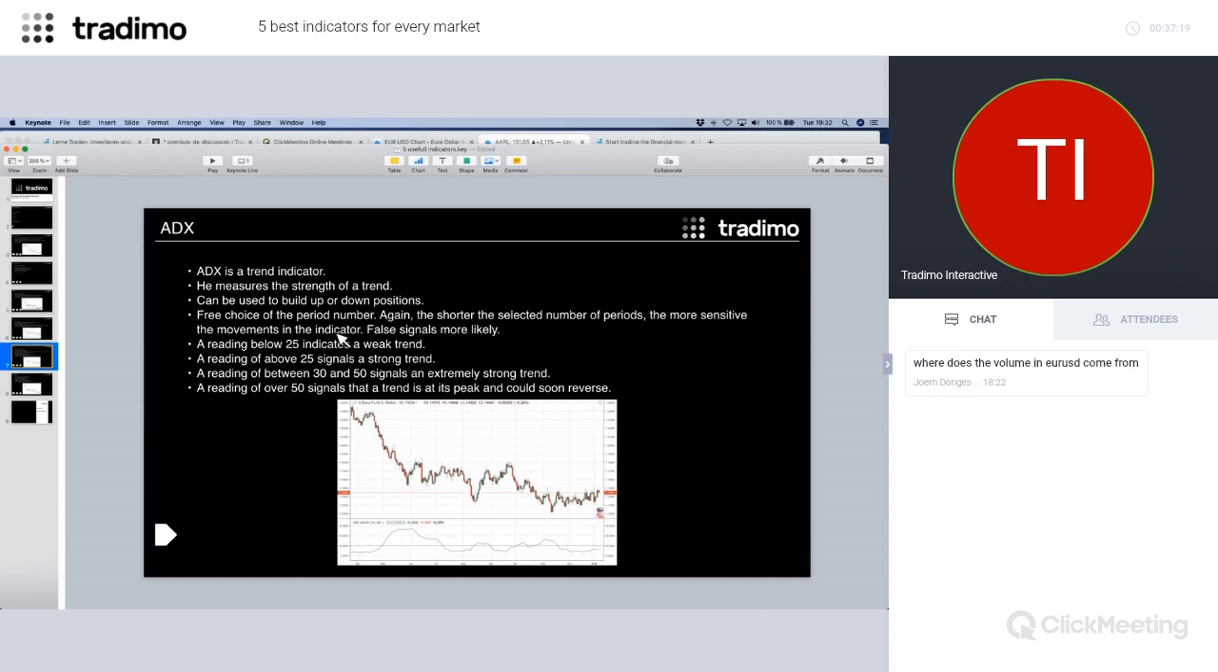The ADX is used pretty simply. A reading below 25 indicates a weak trend. A reading above 25 signals a strong trend. And a reading between 30 and 50 signals an extremely strong trend. And then, of course, if you have an ADX over 50, then it signals a very, very extreme trend, very close to the peak, and it could soon reverse. So then you should take some of your positions off the table.